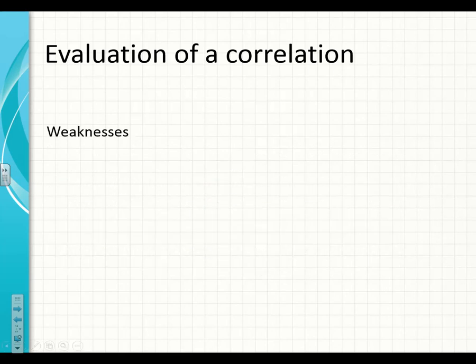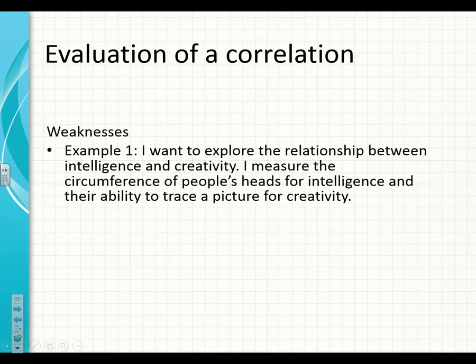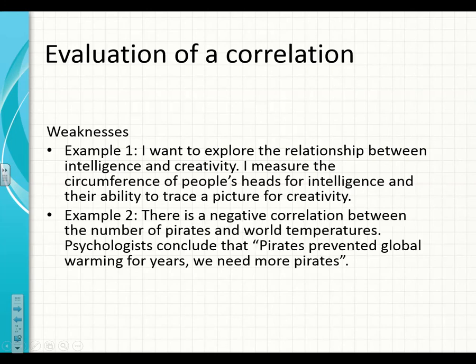And then weaknesses. Example 1, I want to explore the relationship between intelligence and creativity. I measure the circumference of people's heads for intelligence and their ability to trace a picture for creativity. What does that tell me about the way that I am measuring the co-variables? So we can still do a correlation, but if the co-variables aren't measured well, the measurements lack validity. Is that a problem?